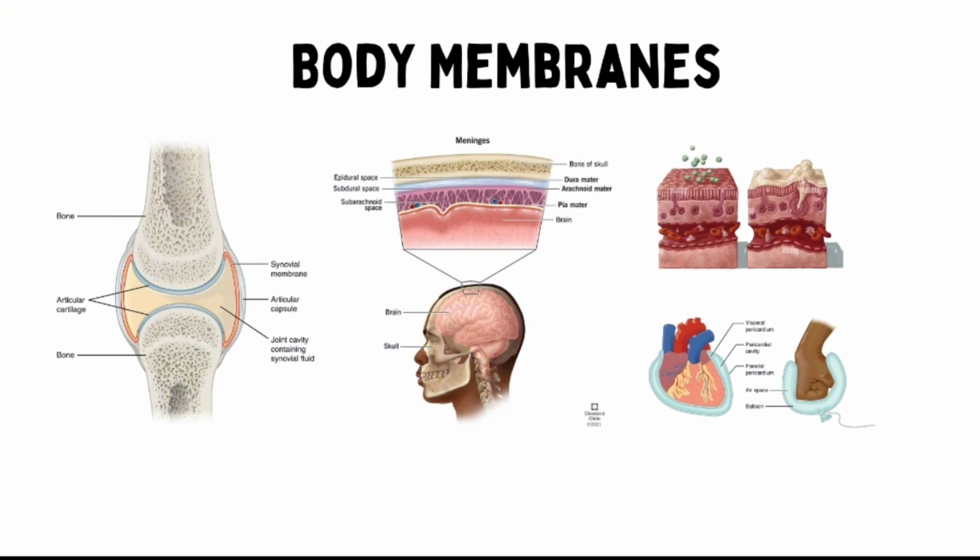Mucous membranes line the digestive, respiratory, urinary, and reproductive systems. They secrete mucus, which protects the body from bacterial and viral invasions. Serous membranes cover the organs in the thoracic and abdominal cavities, secreting a watery fluid that lubricates the membranes and reduces friction. Synovial membranes line the joints, allowing them to move smoothly within the joint cavity. The meninges serve as a protective covering for the brain and spinal cord.